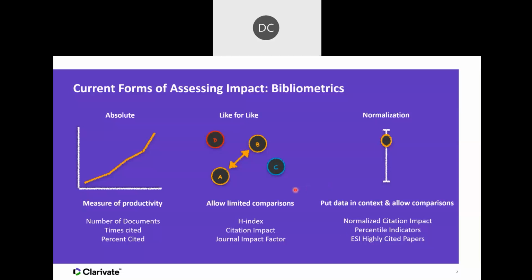Given all these different types of bibliometrics out there, you cannot just use one or the other. All of these have to be used together to form a profile for the researcher, so that you can make a clearer judgment or evaluation of the performance of that researcher.